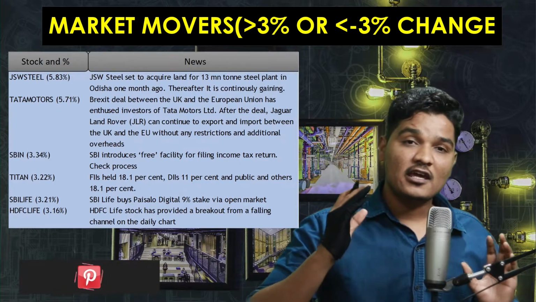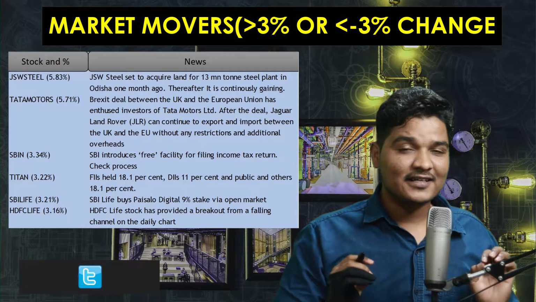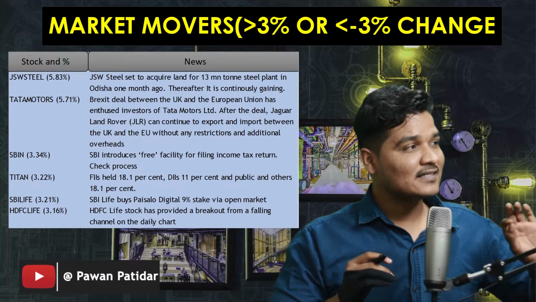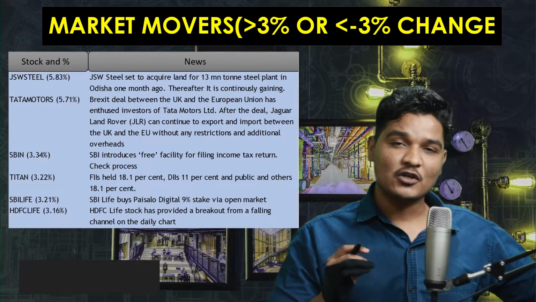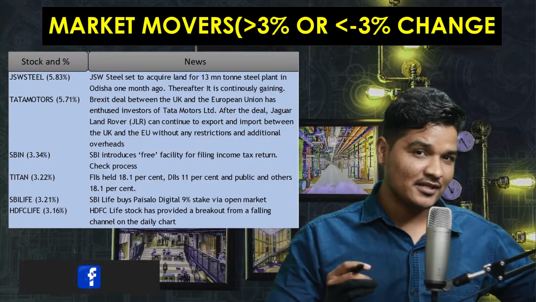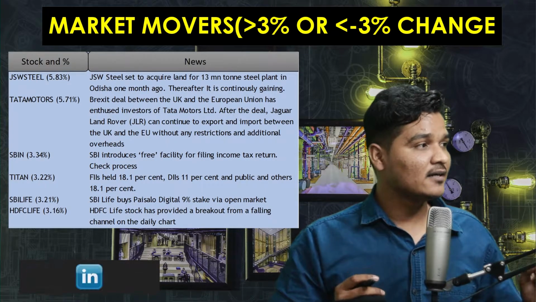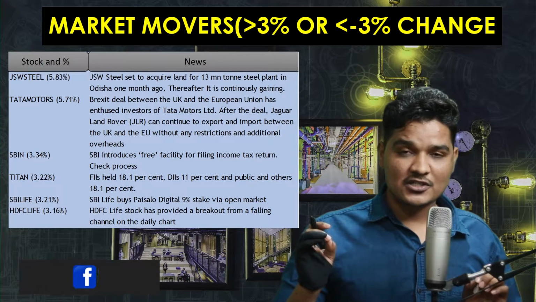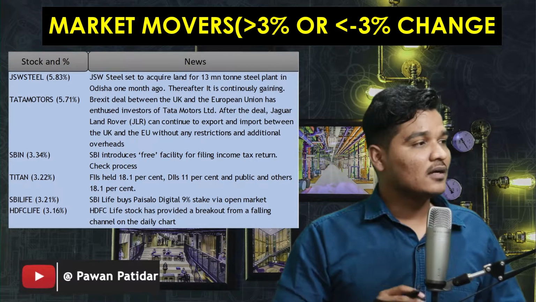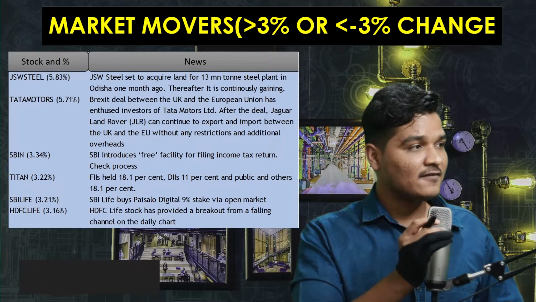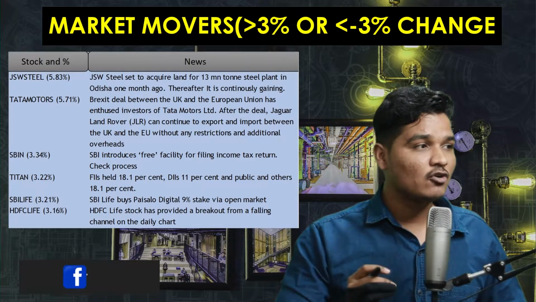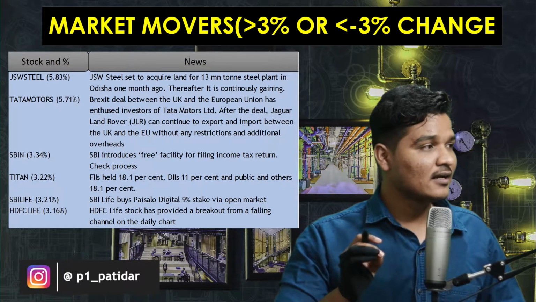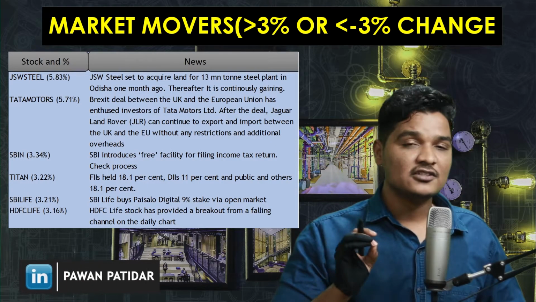So if FIIs are buying, then definitely they are buying in the stocks where they have already invested. Hence this Titan also gained today because FIIs were buying today. Well, why did SBI Life gain? In the open market, they have bought a 9% stake in Paisalo Digital. Why did HDFC Life gain? HDFC Life stock has provided a breakout from a falling channel on the daily chart. So that was the reason HDFC Life has gained 3.16%.